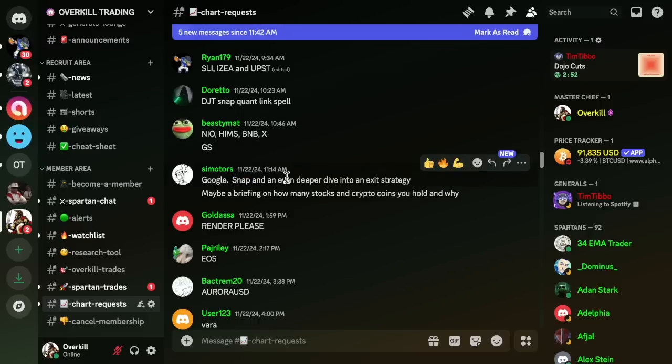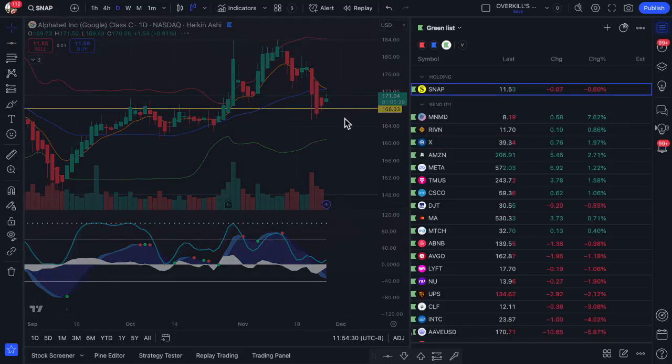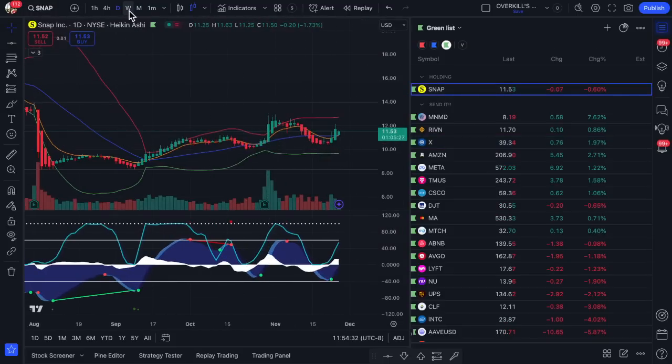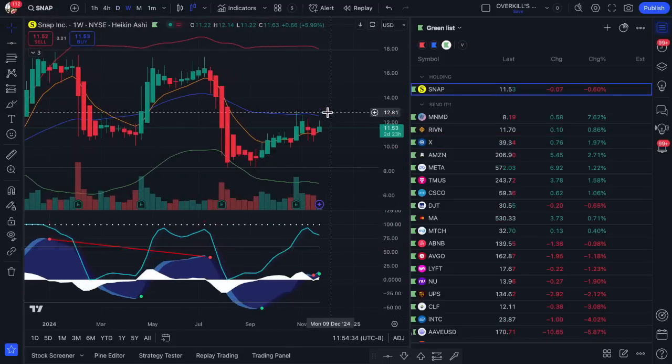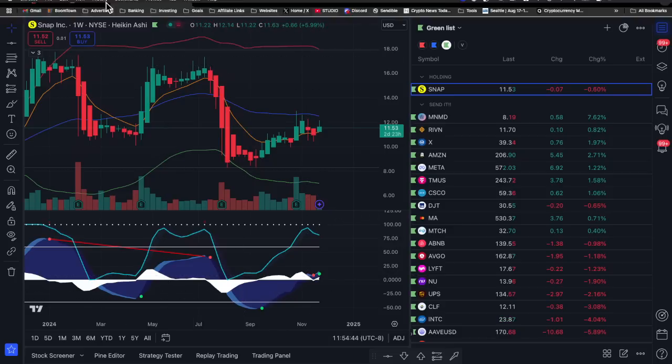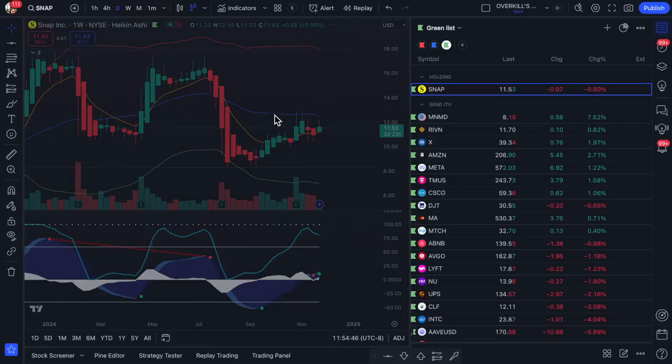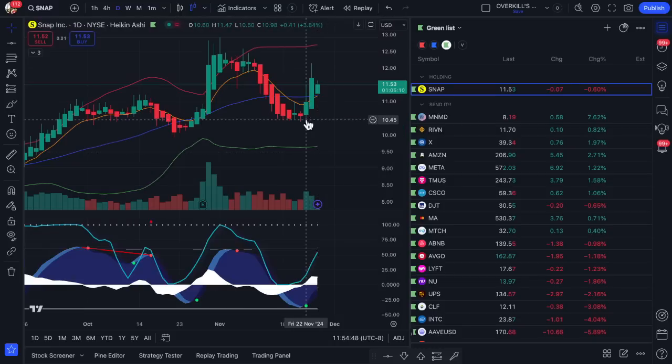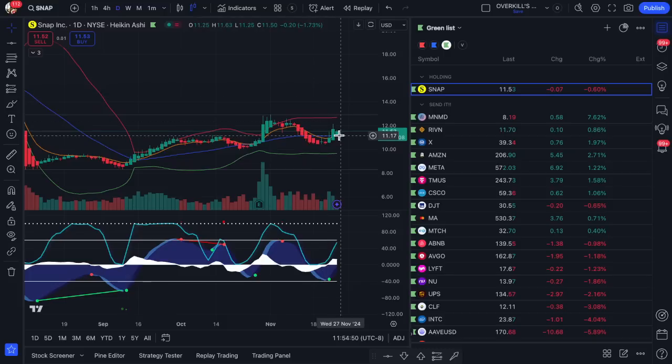Snap, deeper dive into the exit strategy. So where I'm looking to sell Snapchat is honestly, I want to see this thing break out here. If we can break out over 12.95, about $13, that thing should hit around $17 to $18 easy here on the weekly chart. The daily, right? It's just kind of getting started at the moment. So the first target would be into the red line there, which is about $13.